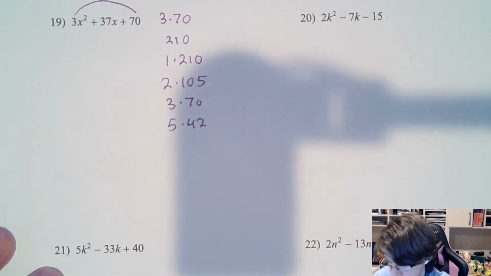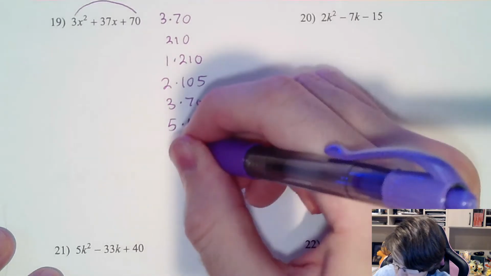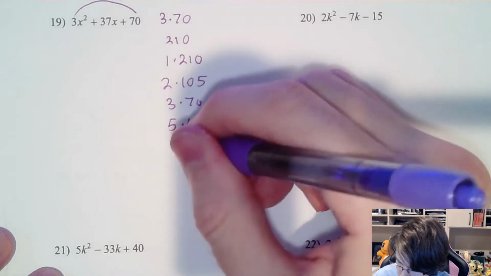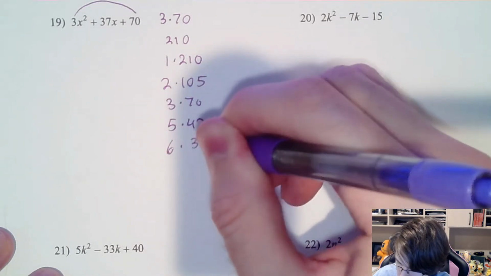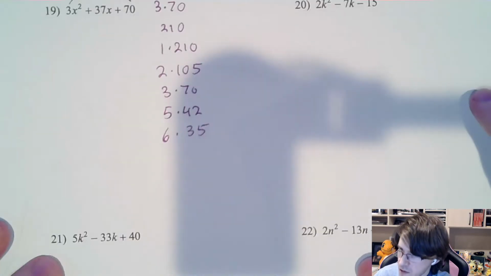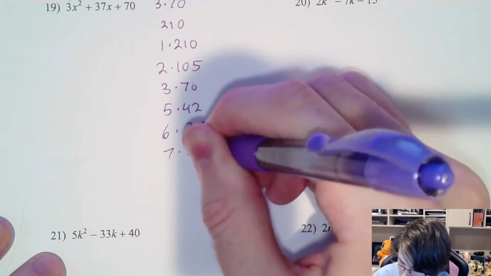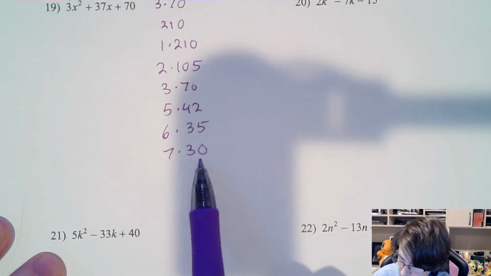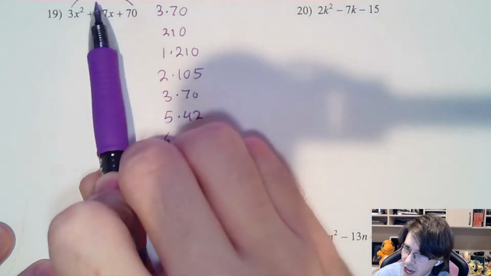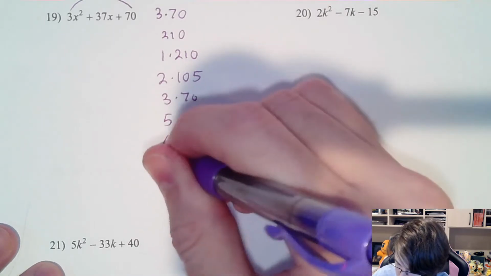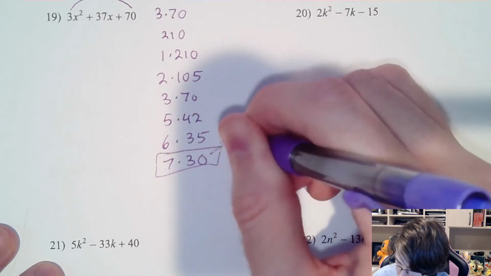Does 6 go into 210? I think it does. 180 and 30, so 36. No, that doesn't work. 35. 6 times 35. There you go. Does 7 go into it? And this is where I'm going to say you can just stop if you notice, because these two right here, 30 and 7, add to 37. Boom, we have found our two numbers because they add to 37.